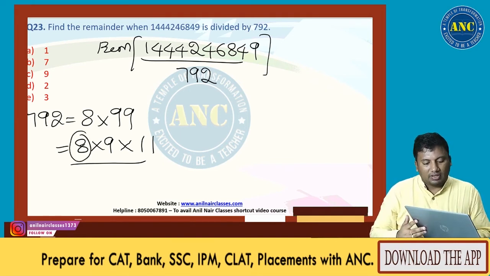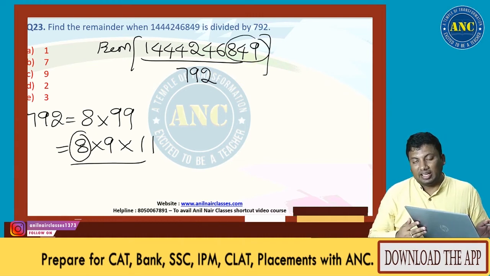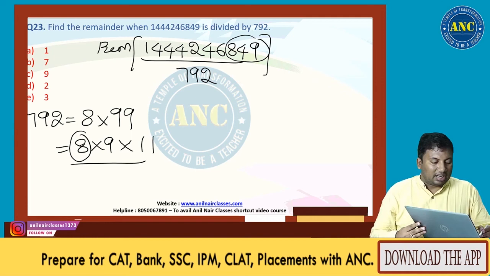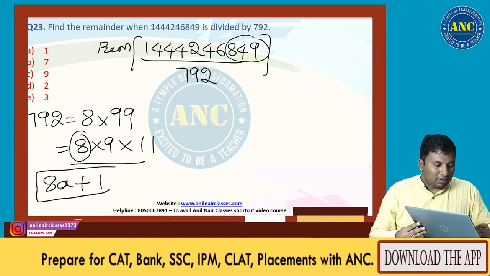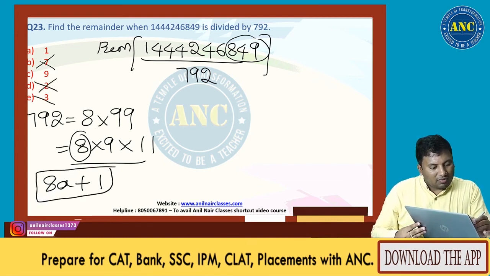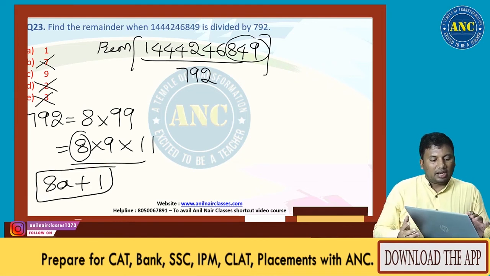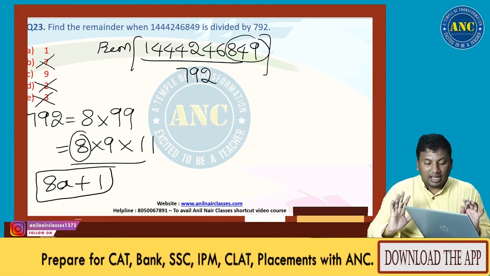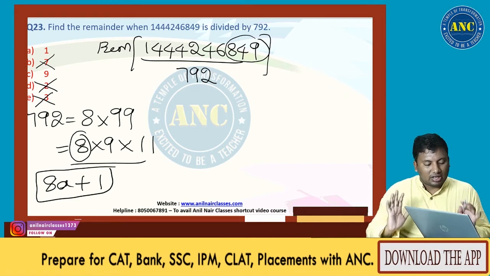First I will do it with 8. 8 means the last 3 digits, 849. The remainder is 1 when divided by 8. So the remainder should be 1 when divided by 8, and three options I eliminated because of the Chinese remainder theorem.